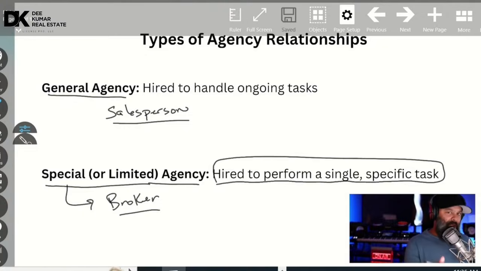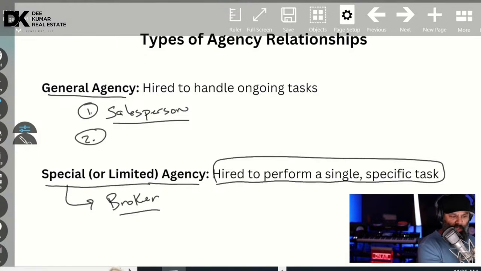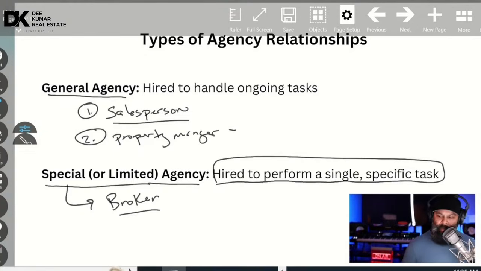There's no way to independently operate with just a salesperson's license. That's on your real estate exam, I'm pretty sure. All right, so brokers are special agents, salespersons are general agents. Another example of a general agent would be a property manager. So a property manager is also a general agent.